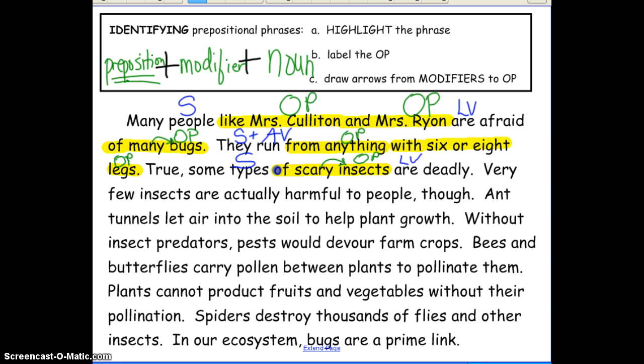Very few insects are actually harmful to people, though. I don't believe that. You could have a heart attack from seeing one, and that's deadly. So I don't know. It's very true.